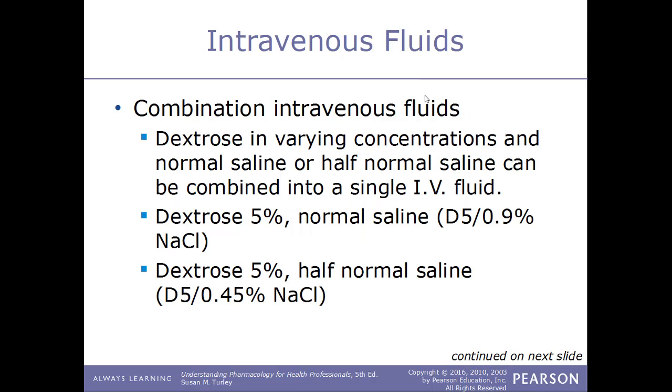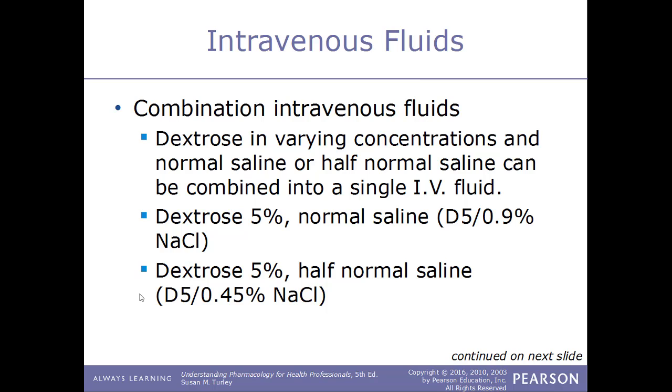Alright, now we'll talk about combination IV fluids. Depending on the needs of the patient, sometimes you'll see intravenous fluids given in various combinations with one another. You'll find dextrose in varying concentrations and normal saline or half normal saline combined in a single IV fluid. Some examples would be dextrose at 5% and normal saline, and that would be indicated by D5 for dextrose 5% and 0.9% sodium chloride. That would be the normal concentration of sodium chloride.